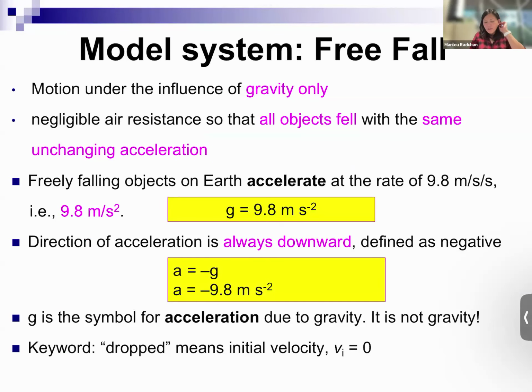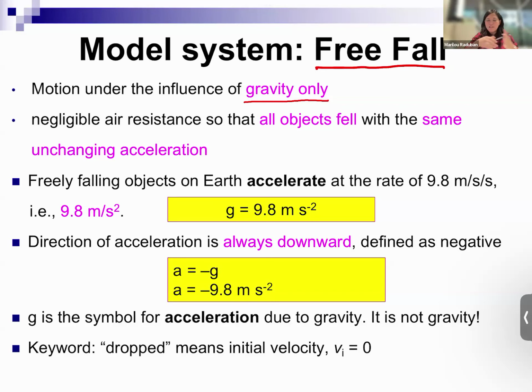All right, so let's talk about that free-falling, negligible resistance case where acceleration is negative 9.8 meters per second squared. That particular type of motion is what we call free fall. It's motion under a special condition where it's assumed that the object is moving because of gravity only. A very good example is when an object is dropped from a certain height.